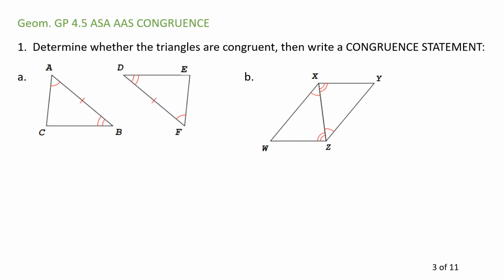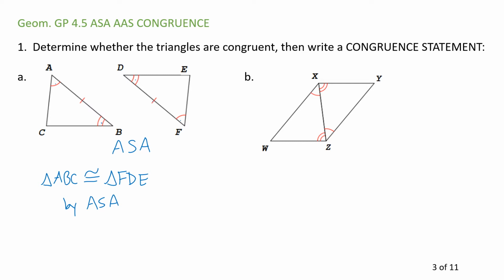So look at this first one. Determine whether they are congruent. Write a congruent statement. I have angle, side, angle. Angle, side, angle. That is a valid method. These two triangles are congruent. ABC. I started at the one that has one hash mark, went down to 2 by angle, side, angle.